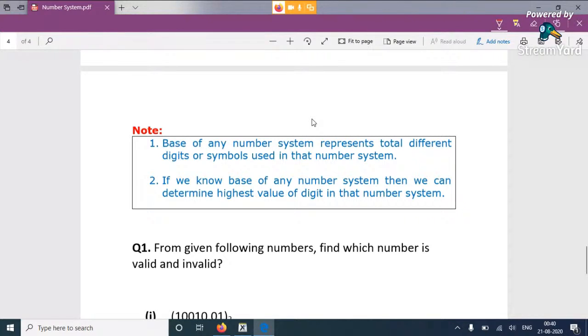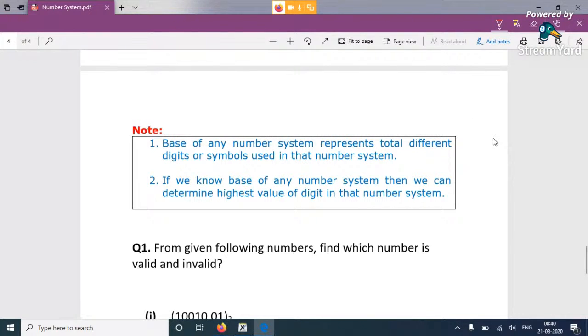If I say the base of a number system is 16, that means this is hexadecimal, so digits will be from 0 to 15. If I say the base of a number system is 12, then for base 12, symbols or digits will be from 0 to 11. But remember, always 10 will be represented by A and 11 by B. Okay.